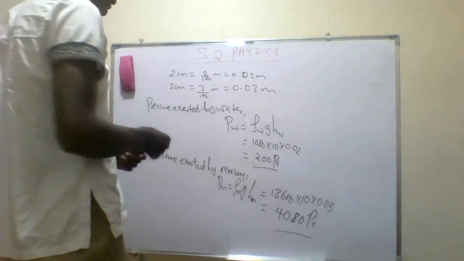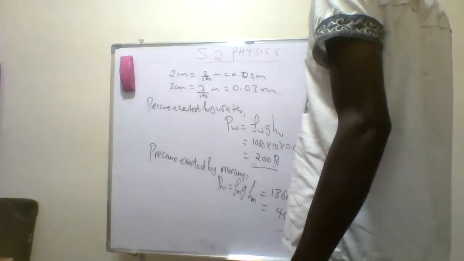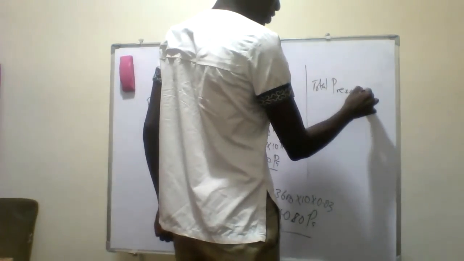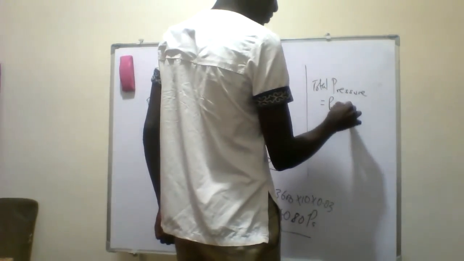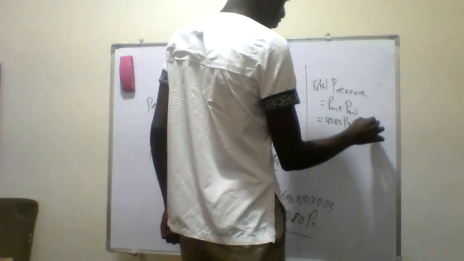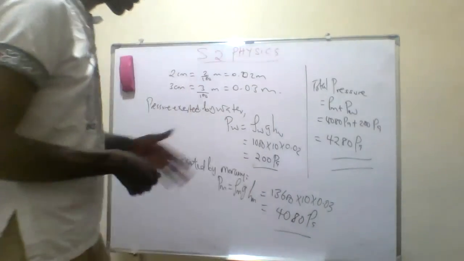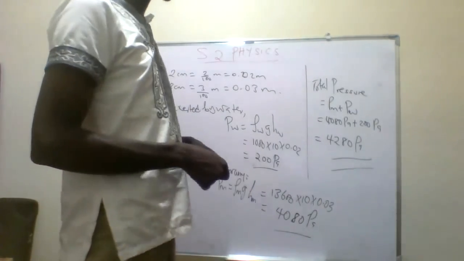So these are the two pressures, but they wanted the total pressure. So total pressure is the pressure by mercury plus the pressure due to water, 4,080 pascals plus 200 pascals. So the answer is 4,280 pascals. And that marks the end of our lesson and our tutorial for today.